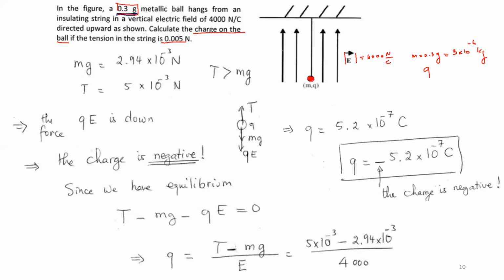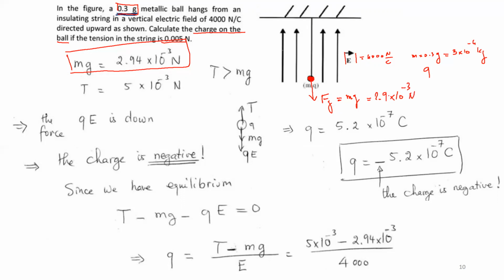So here on my ball, of course, I will have the gravitational force pointing downward, Fg. And what is the magnitude of the gravitational force? It is just mg. Let me calculate it. I know m, 0.3 gram. I put it in kilogram, multiplied by g, 9.8. And this is my gravitational force, 2.94 × 10⁻³ Newton.